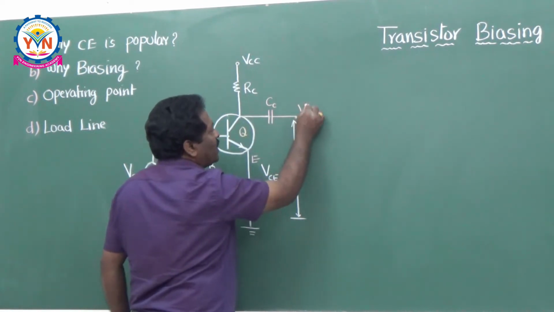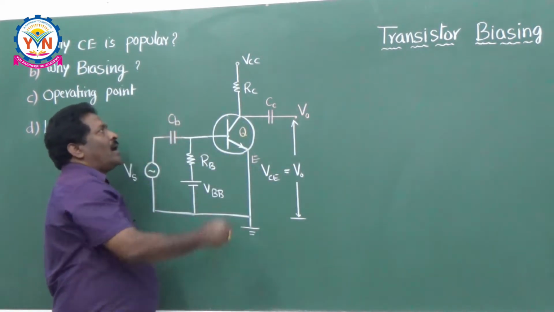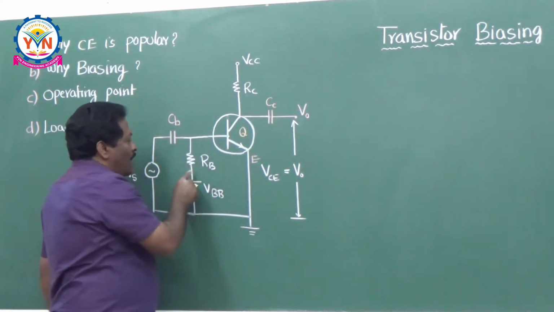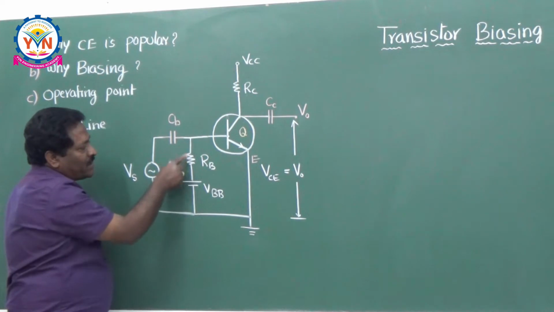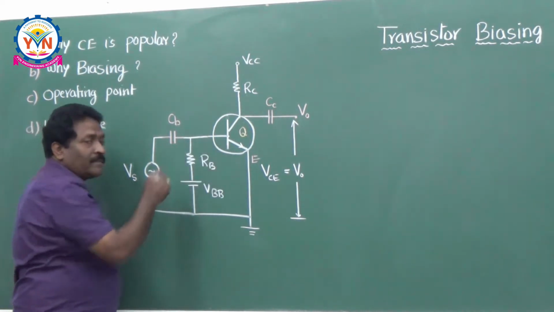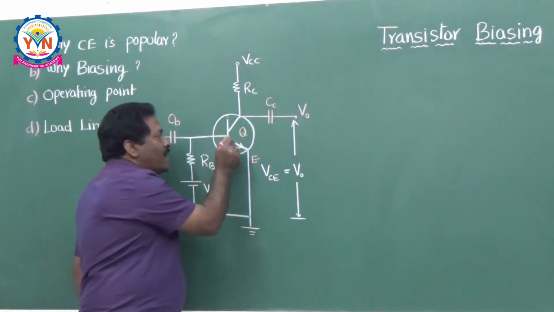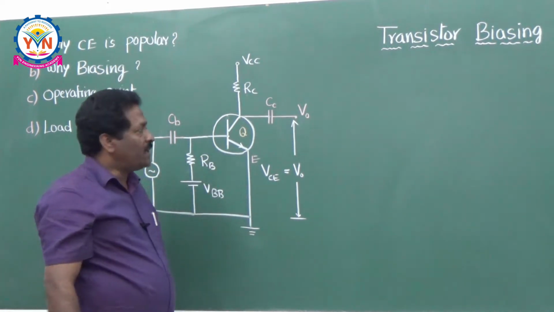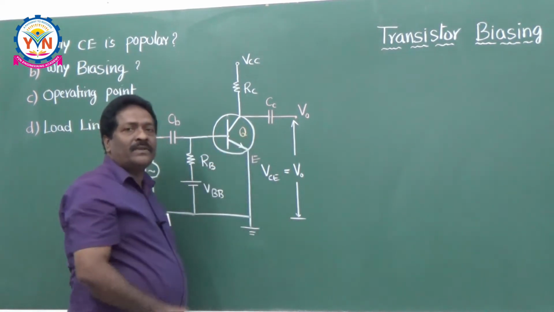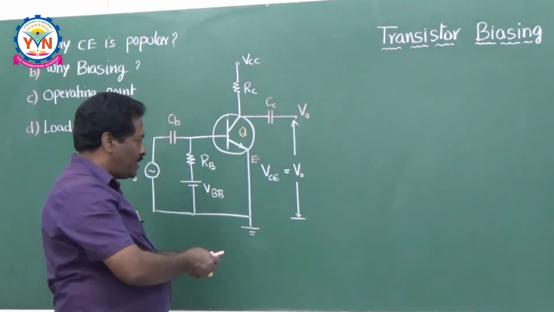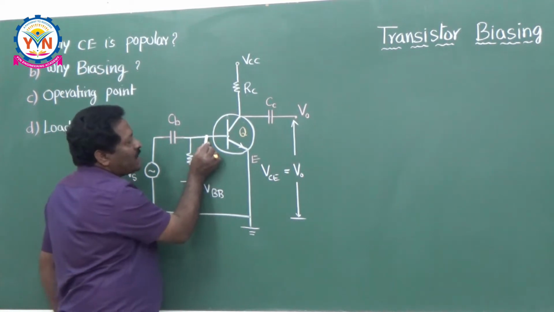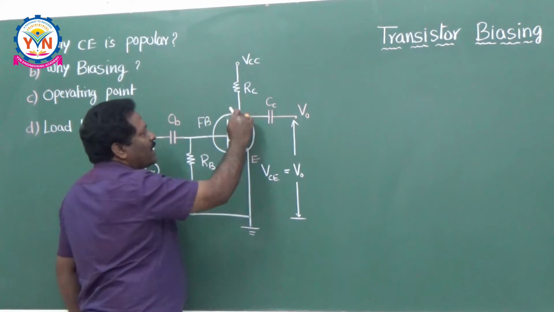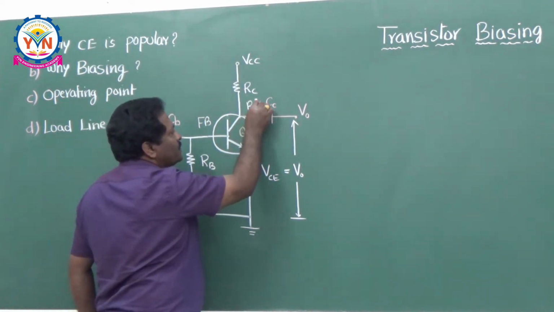So, this is the output V0, RC is the collector load resistance and RB is the base resistance. And you know very well, to use the transistor as an amplifier, the transistor must be in the active region. What do you mean by active region? Active region means the base and emitter junction should be forward biased and the collector junction should be reverse biased.